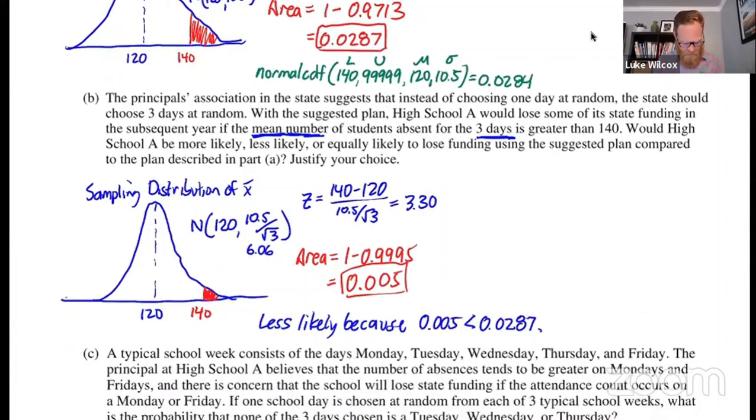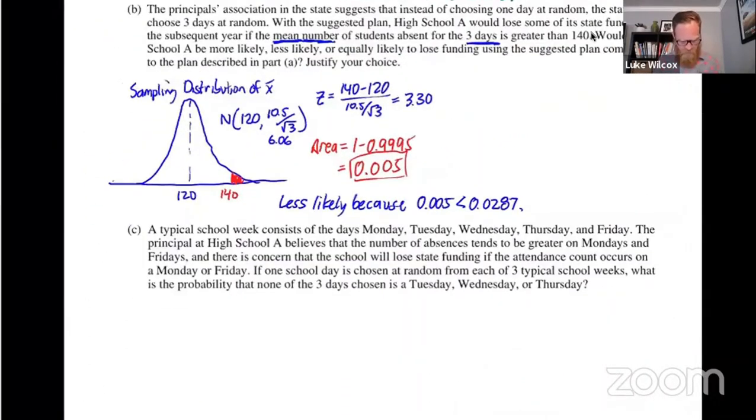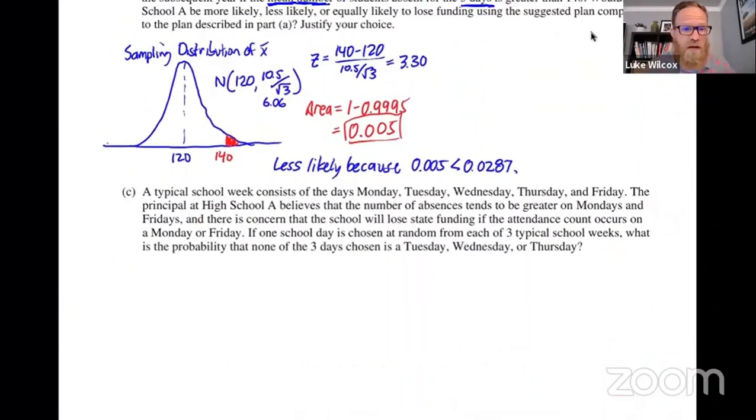All right, and let's move into part C, which says a typical school week consists of the days Monday, Tuesday, Wednesday, Thursday, and Friday. The principal at High School A believes that the number of absences tends to be greater on Mondays and Fridays, and there is a concern that the school will lose state funding if the attendance count occurs on a Monday or Friday. If one school day is chosen at random from each of the 3 typical school weeks, what's the probability that none of the 3 days is Tuesday, Wednesday, or Thursday?